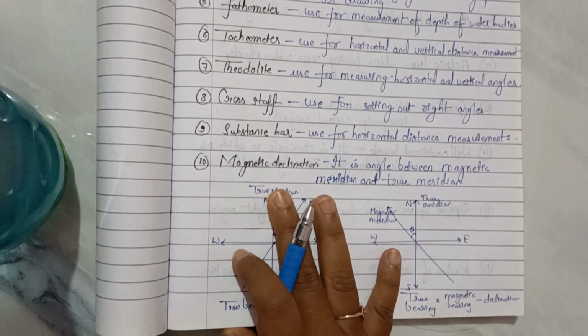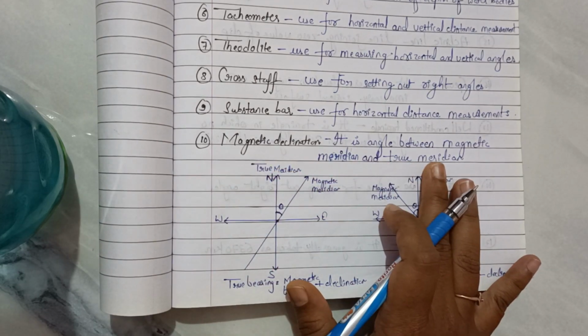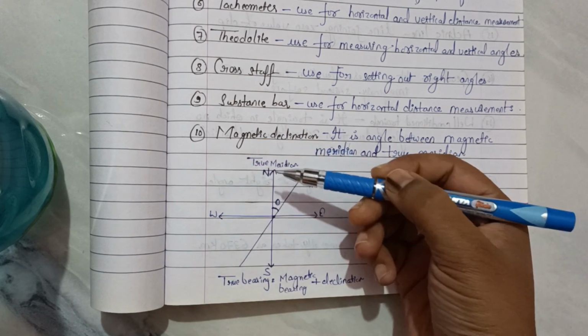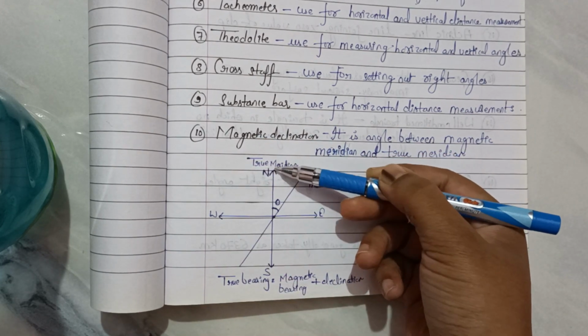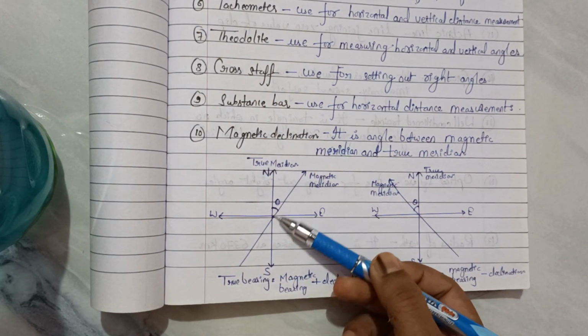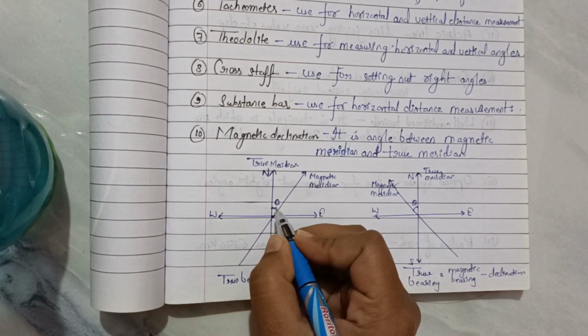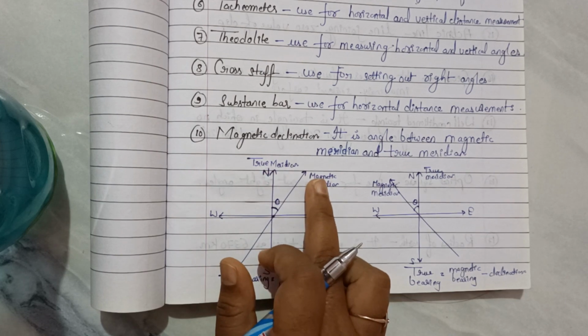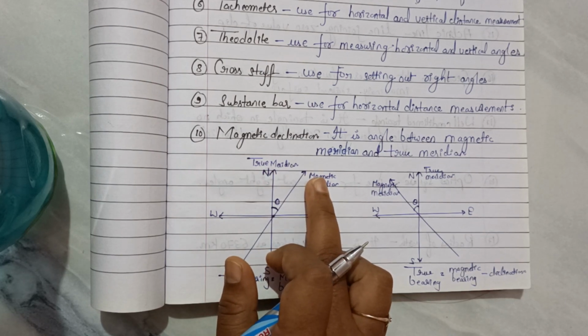What is magnetic declination? It is the angle between the magnetic meridian and the true meridian. So this is your true meridian to the north and south, and this is your magnetic meridian. So this is the angle. The angle between the true meridian and the magnetic meridian is your magnetic declination.